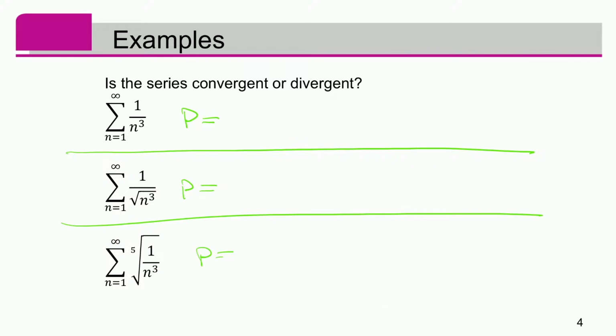All right, Rachel J., what's the first one? What's the value of p? 3. It is 3. Look at that. It's a 3. All right, so Sawyer, you knew that that was a 3, didn't you? Excellent. Does that converge or diverge?